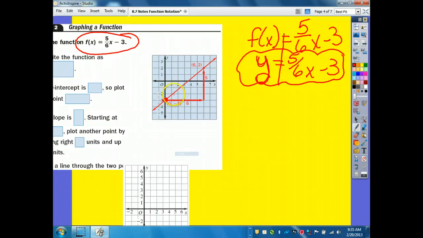So from my slope, do I run left or right 6? The bottom is 6, so I go left or right 6? Right 6, and then what? Up 5. Brilliant. So go right 6, up 5, put a dot. What if I wanted to go backwards from here? What would I do? Left 6, down 5. I could if my graph was bigger and I'd end up with something down there. You use your straight edge, graph that function.